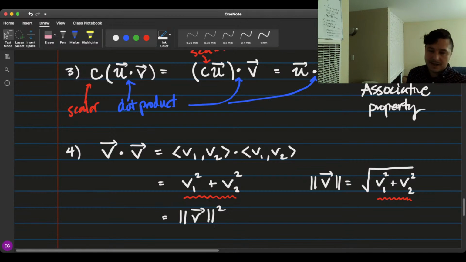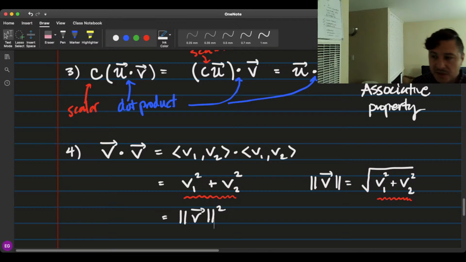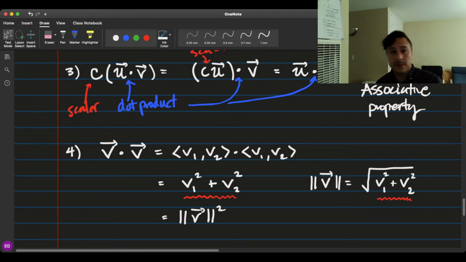This gives you a really quick way to calculate the magnitude. So if you dot product something with itself, you get the magnitude squared. Boom.